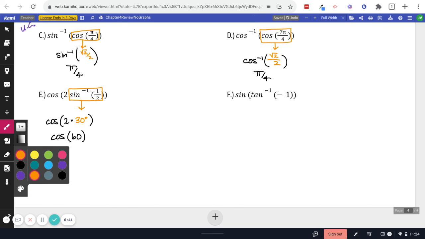The very last one, tangent inverse of negative 1, according to the backside of our unit circle in that table, we would get negative 45 degrees. Sine of negative 45 degrees is negative root 2 over 2. And that's how we're attacking those. So it's not anything much more crazy. It's just got multiple steps to it. So that is the review. Hopefully these have helped.